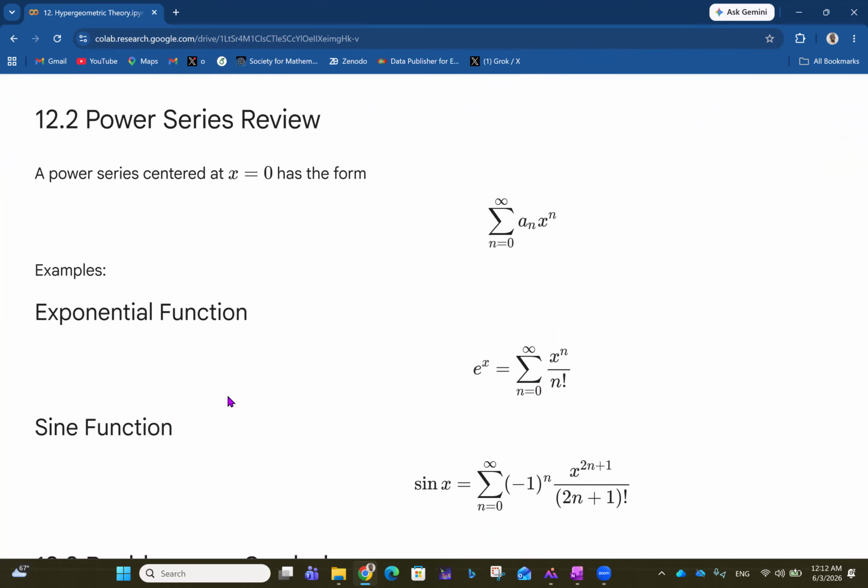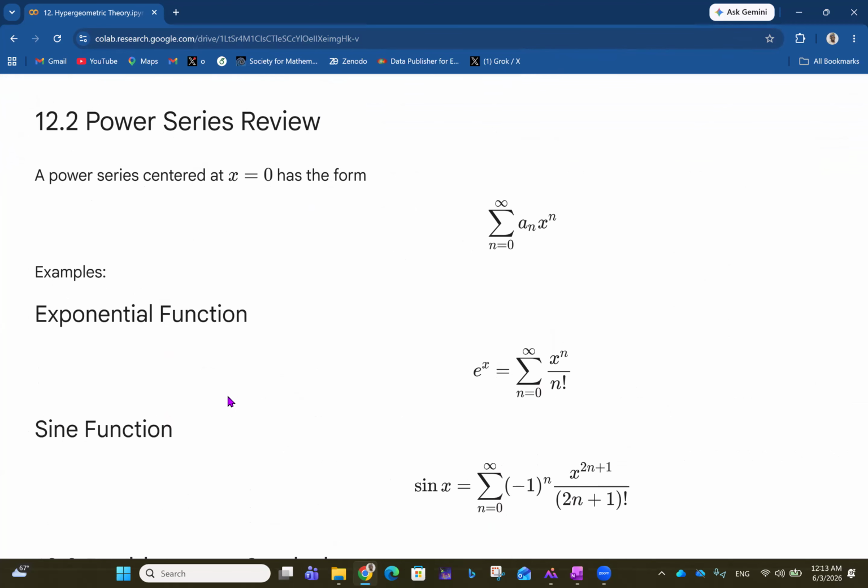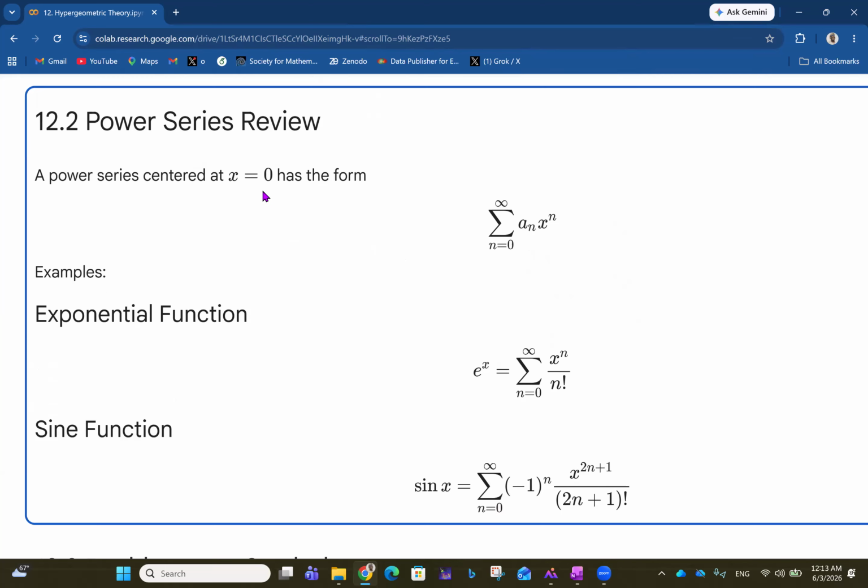Let's review power series. We've seen power series in a couple of situations like Taylor series, Maclaurin series, and things like that. A power series centered at x equals 0, for instance, has the form summation from n equals 0 to infinity of a sub n x raised to power n. Now, if it wasn't centered at x equals 0, let's say it was centered at x equals c, it would have been a sub n, x minus c, all raised to power n. Okay, so in this case now the c is 0.